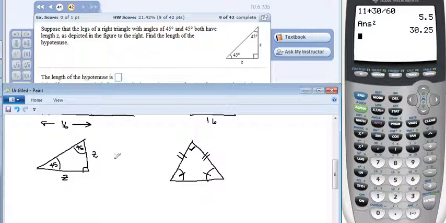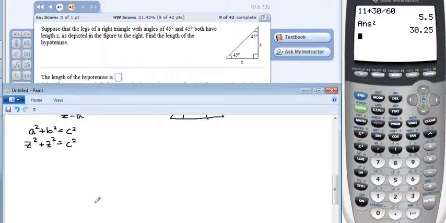We want to find the length of the hypotenuse. Well, that's pretty simple, isn't it? We're going to use our a squared plus b squared equals c squared. I can because of the 90. I'm going to just call this a, b, and c. I'm looking for c. So I'm going to plug in what I know. I know a is z. I know b is z. And I'm looking for c. I'm solving for c.